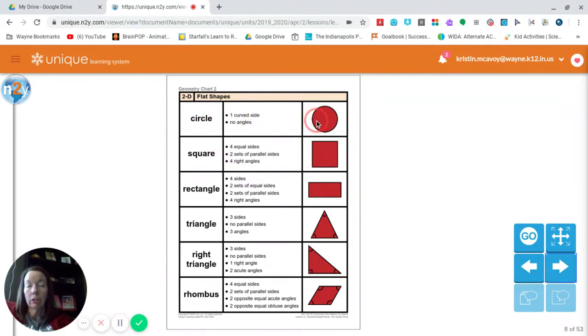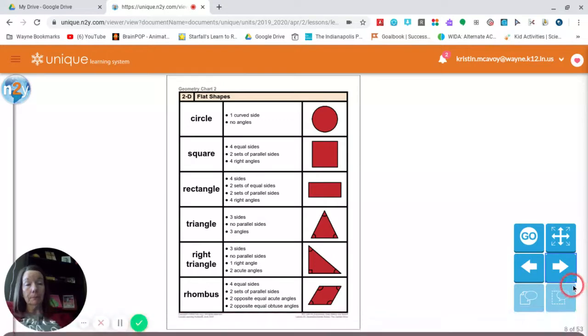Circle, which is one curved side. There's only one side, and it's curved all the way around. It has no angles. Square, 4 equal sides, 4 right angles. Rectangle, 4 sides, 2 sets of equal sides with 4 right angles. A triangle, a right triangle, and a rhombus. Those are the flat shapes that are on this chart.